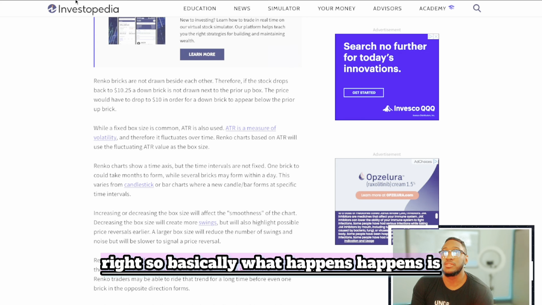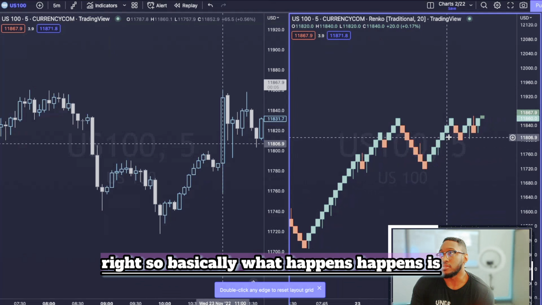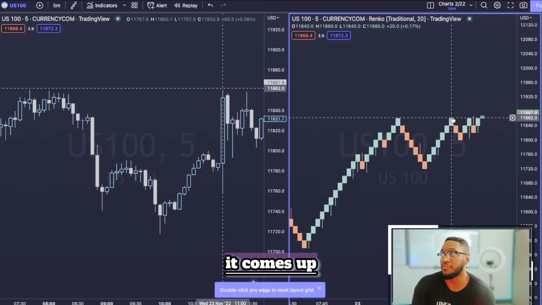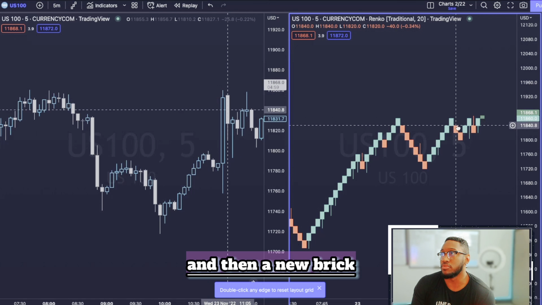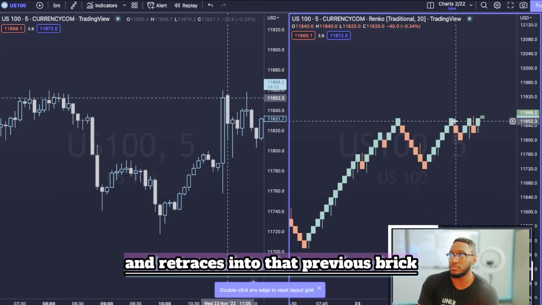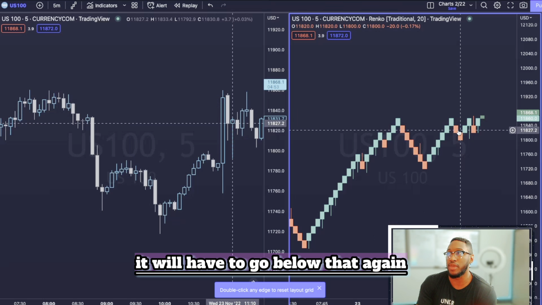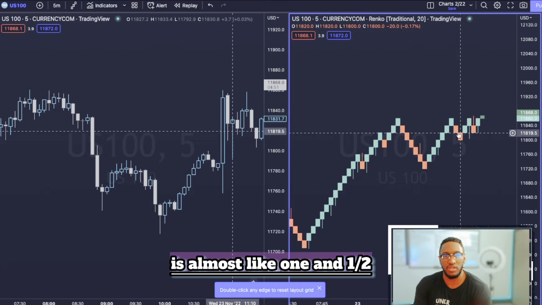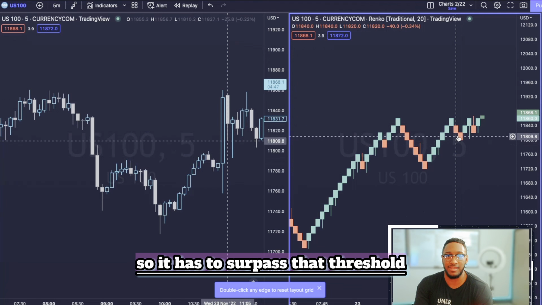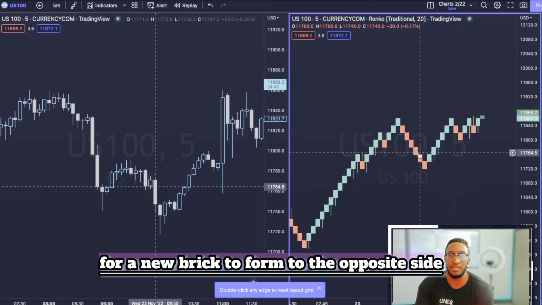So basically, what happens is if you have a brick that comes down, it comes up, and then a new brick forms, and price comes back and retraces into that previous brick, it will have to go below that again. It's almost like 1.5 if you're thinking about it, for a new brick to close. So it has to surpass that threshold for a new brick to form on the opposite side.